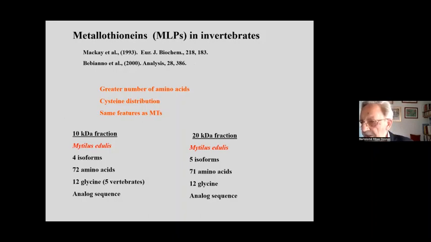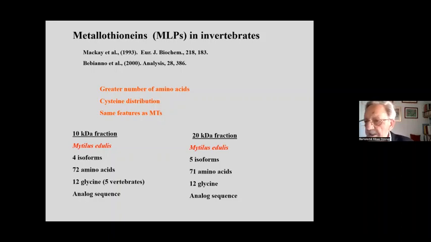isometallothioneins in invertebrates, with the same results as before, in mussel, in Mytilus edulis, in the same kilodalton fraction: 4 isoforms, 72 amino acids, 12 glycines in 5 species of invertebrates, with analogous sequence in both cases. And also in the 20 kilodalton fraction in Mytilus edulis, 5 isoforms, 71 amino acids, 12 glycines, and also analogous sequence in both cases.